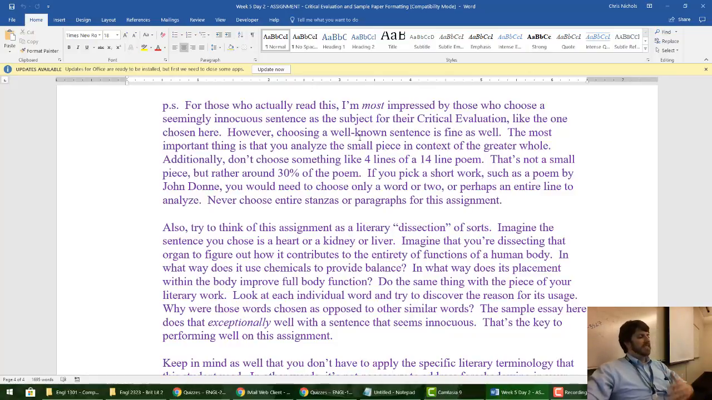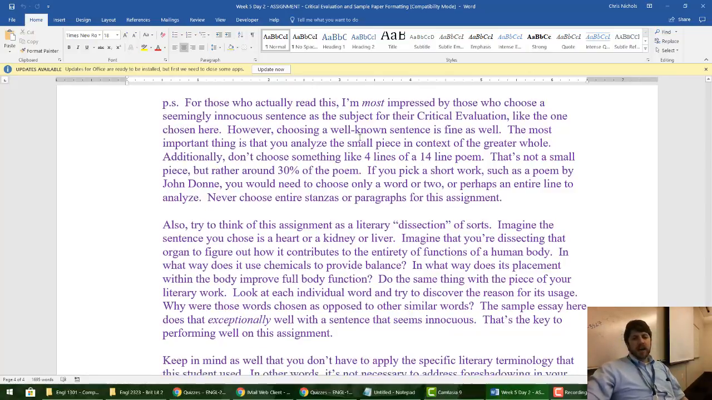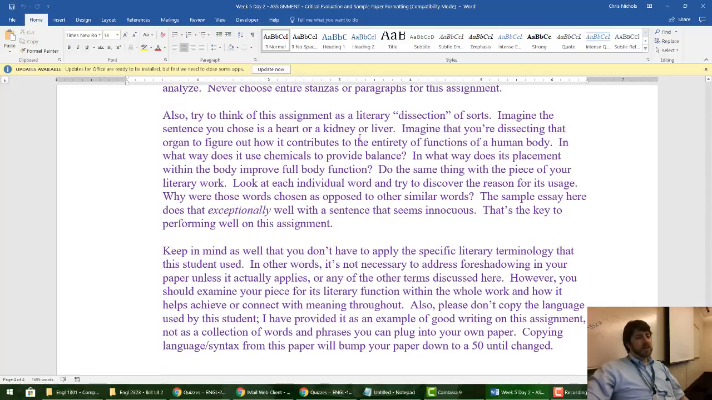And you don't have to use the exact literary terminology here. You don't have to be like, how do I find a poem about setting and symbolism and foreshadowing? You don't have to do that at all. In fact, I would prefer that you not try to copy this one.